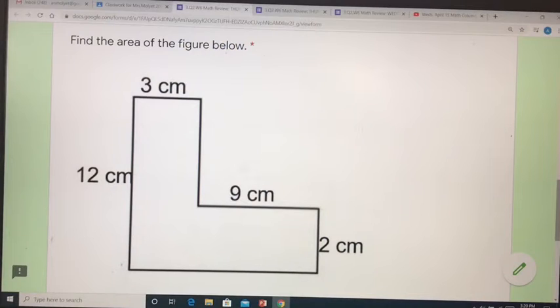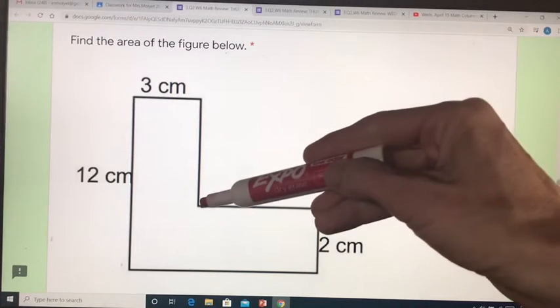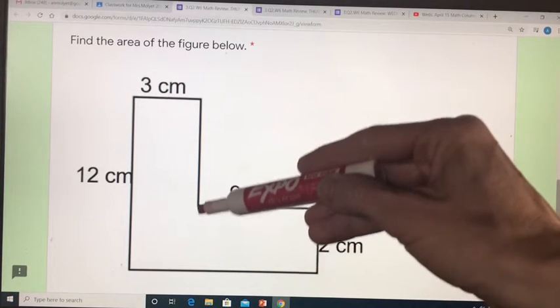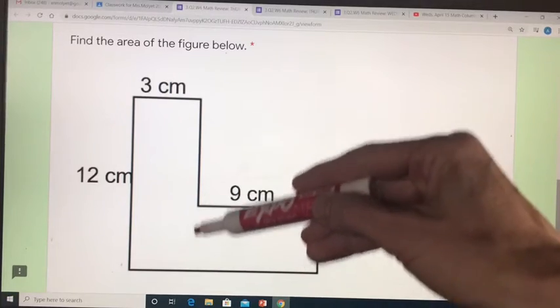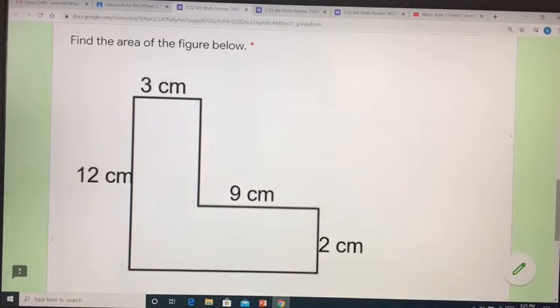Our fourth problem says find the area of the figure below. Remember, area equals length times width. The problem here is we have an oddly shaped figure. We want to divide this so that we have rectangles or squares. And I would go ahead and divide it right here. They didn't give us the dotted line this time, so they're leaving it up to us. We're going to make it right here so I have 2 separate rectangles.